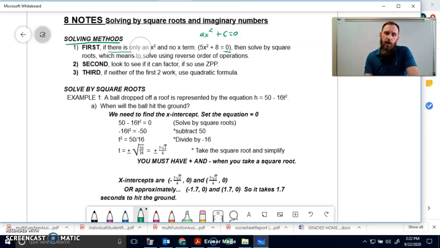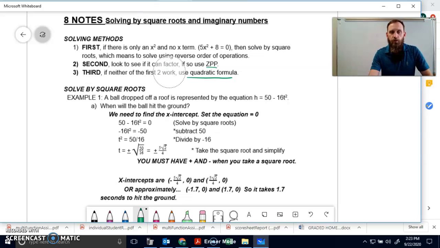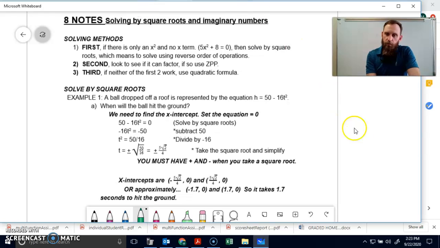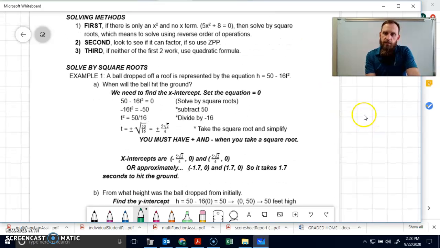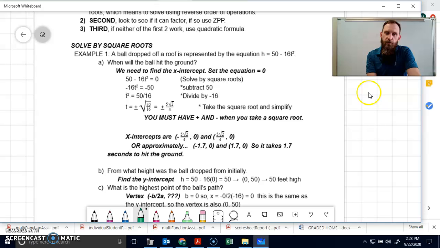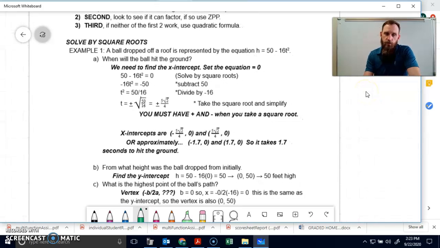But if it's not that, then you look to see if it factors and use the ZPP. And if it can't factor, if neither one of those work, then lastly you would use the quadratic formula. So that's kind of the order that you want to approach this with. So solving by square roots is what we're going to focus on today. So we're going to do kind of the same stuff we were doing yesterday, only with these specific types of equations. And so we have a ball being dropped off a roof.